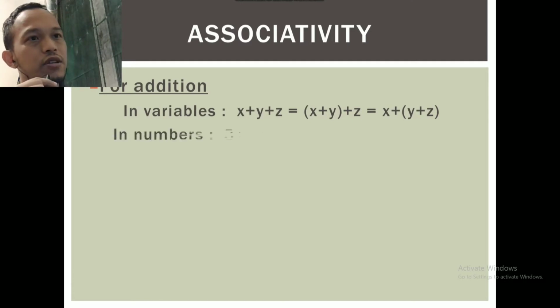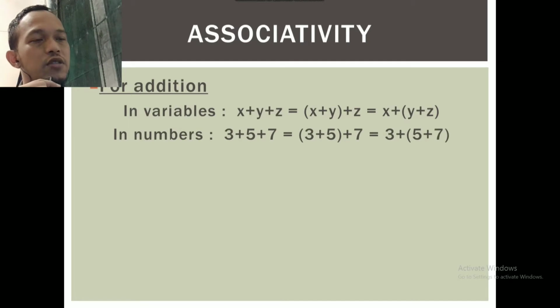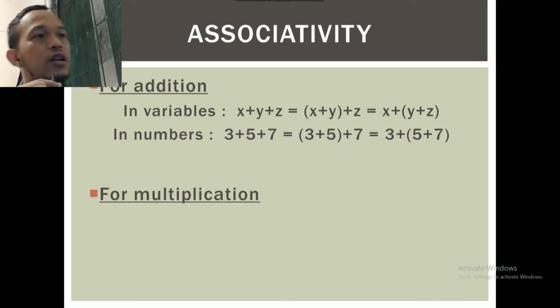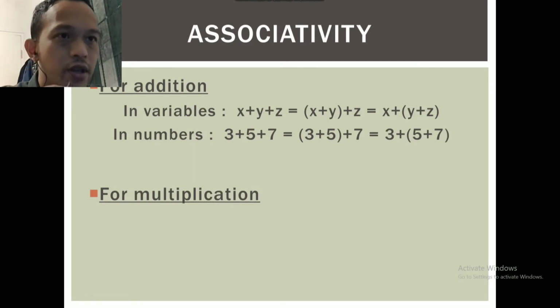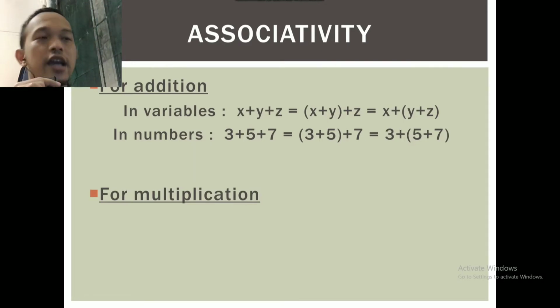In numbers, if I have 3 plus 5 plus 7, which is 15, I can sum 3 plus 5 first, which is 8, and then add 7, and I will have 15. It will be just the same if I add 5 plus 7 first, which is 12, and then add 3. So it's just the same. It's safe for you to associate whichever one first as long as it is addition. And how about multiplication? It's the same.